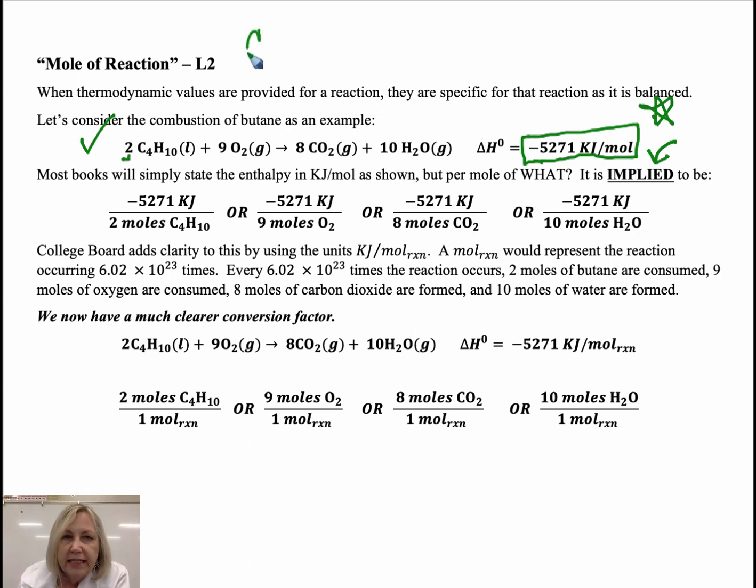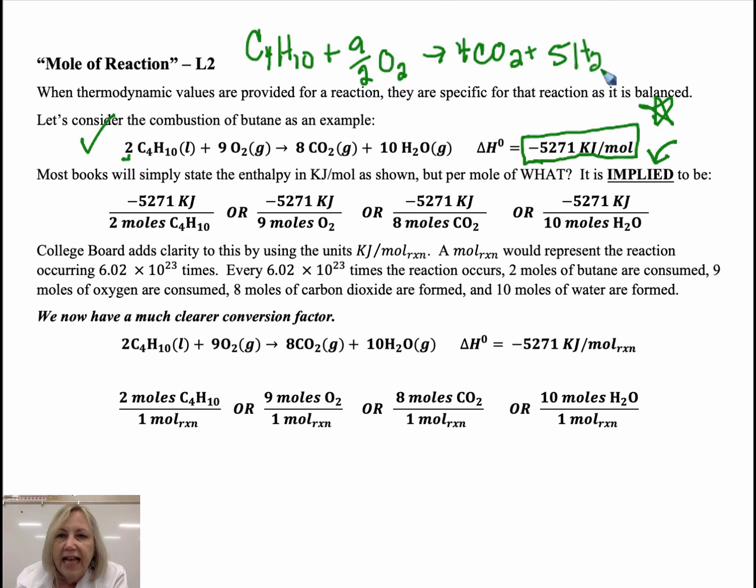For example, it's not uncommon to balance diatomics by using fractions. So we could have balanced this with fractions and had 4 CO2 and 5 waters, and hopefully it is intuitive to you that the delta H would be half. So that would be per mole of these coefficients as balanced. And this is all, like I said, implied. And the mole of reaction can add some clarity.